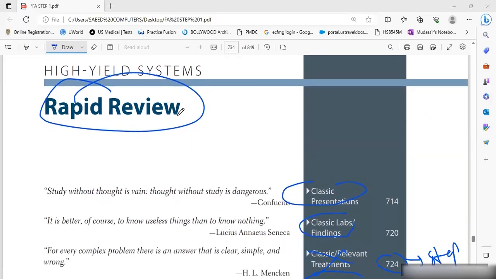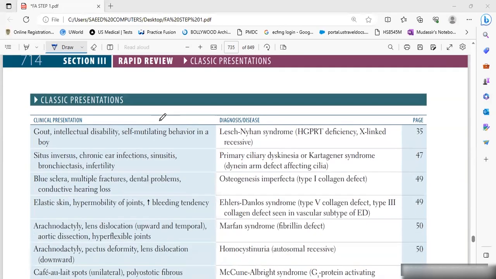So guys, now we'll go through the rapid review, high yield system. That is part one. What are the classic presentations?